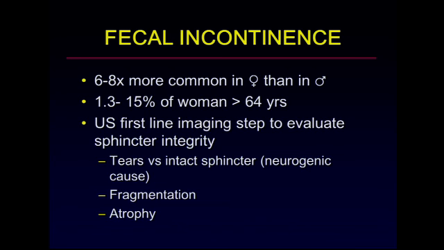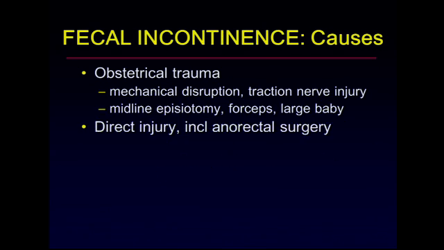And what your goal really is when you do this is to differentiate a tear in the sphincter versus neurogenic causes of fecal incontinence, in which case the sphincter will be intact. It's also important to determine the extent of the tear and whether or not the sphincter is actually fragmented, because that will affect management. And occasionally you will see atrophy of the sphincter as a cause of fecal incontinence.